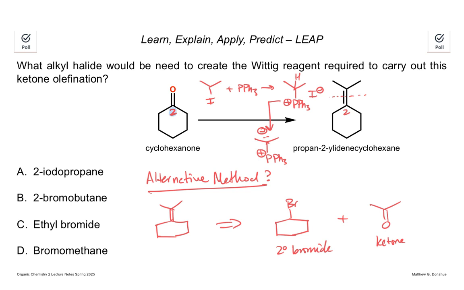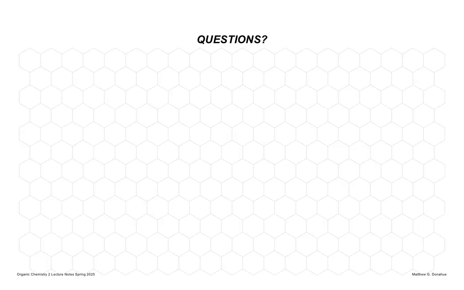And again, practically speaking, the choice would be, what are the costs of these things? And I think that's it for Wittig. Any questions on the Wittig? The reaction of the alternative method, what is the reaction name? This is going to be another Wittig. It's just the opposite coupling partners.